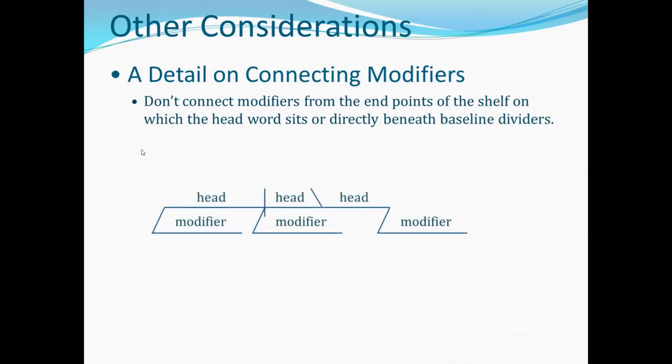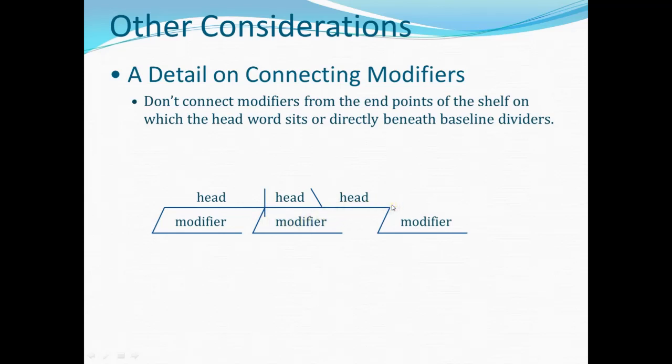Here I'm using the word head as the word that's being modified, and the word modifier, of course, indicates the word doing the modifying. So you don't want to connect a modifier, as I have it here, on the left end of the head word slot. This is really bad right here under the subject-verb divider. Too many things are coming together at this one point. You've got the subject and the verb and this divider and the modifier all coming together. You really can't tell what that modifier modifies.